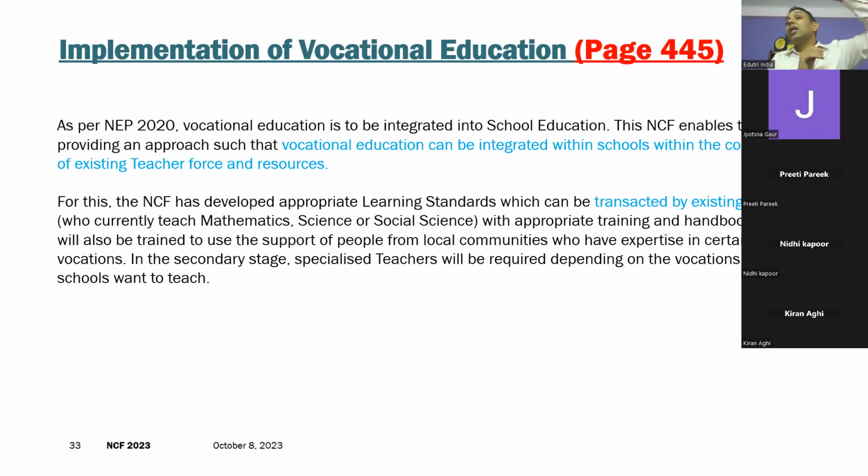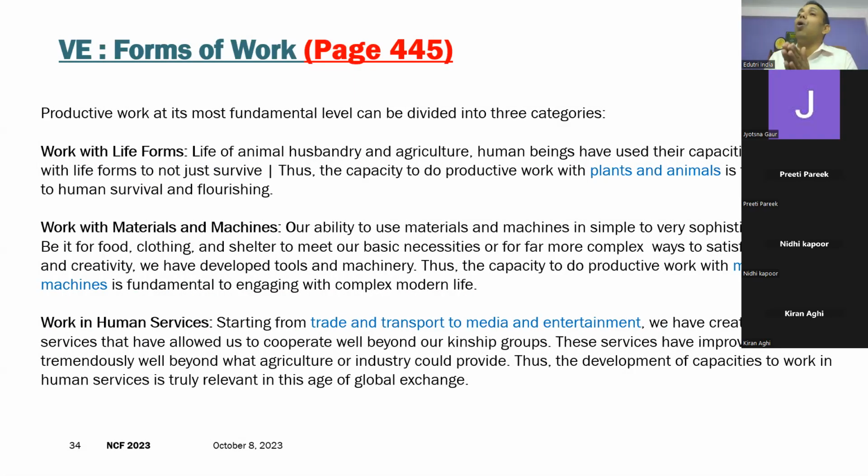I told you that all 8 curricular areas have to be studied in class 6, 7th, 8th. In class 9th and 10th, all 8 also. In class 11th and 12th, the child can choose any 4 subjects from 2 groups that I told you already. Now, if you see, they have divided all vocational subjects into 3 parts. One is called work with life, means human being, plants, animals, and all. Second is work with material. Material means they are talking about machines, plumbing, carpentry, and all. And third is work with human services: trade, transport, media, beauty parlor, and all. These 3 types of vocational courses will be there in the school. Related to life, related to material, and related to human.